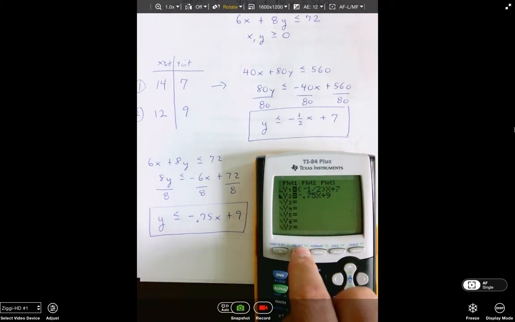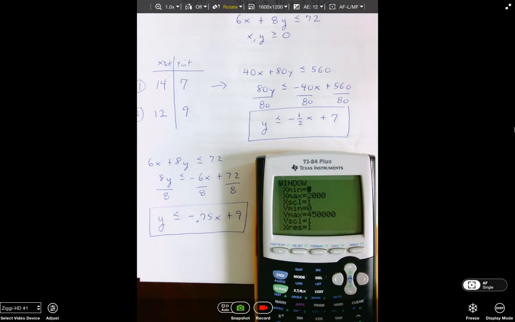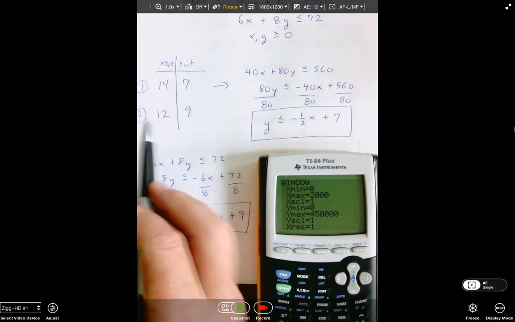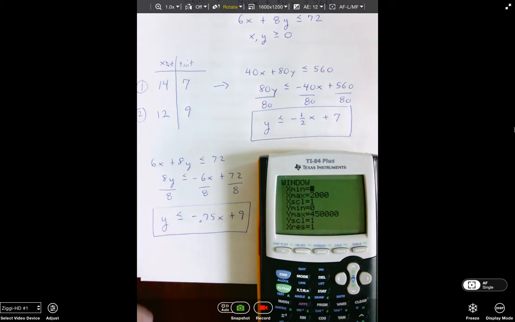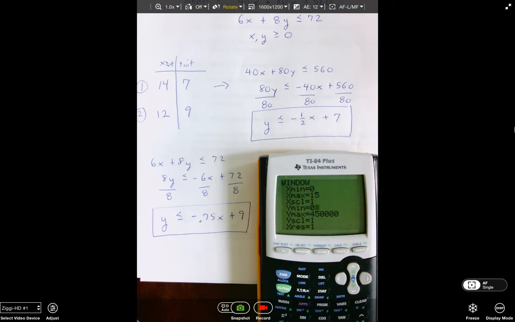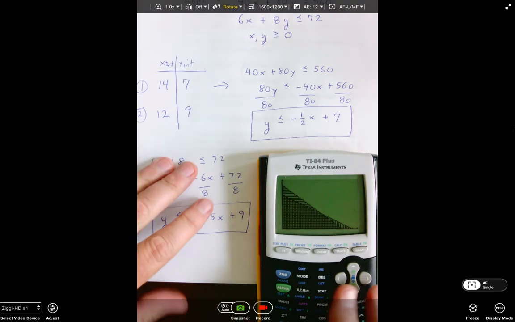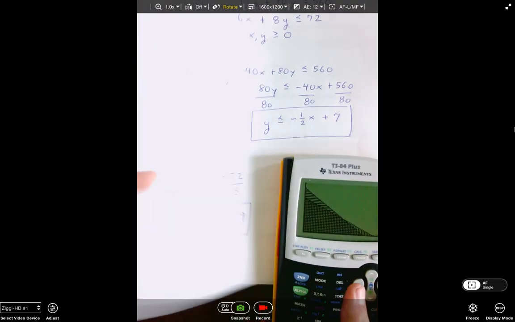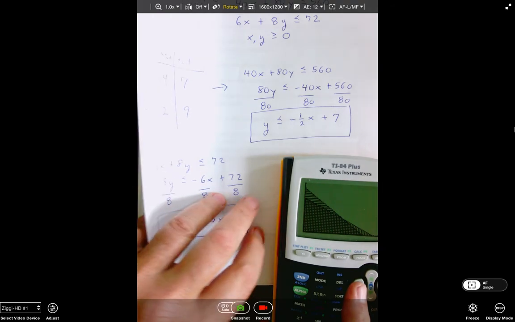Now, let's go down to Window. Let's think about what our x's should be. Let's look at our x-intercepts, 12 and 14. I'm going to go just one above the biggest. Go to our y-intercepts, 7 and 9. I'm going to go one above the biggest. Guys, if I do that, I always get a good picture, always, where I can easily come up with the corner points of the feasible region.